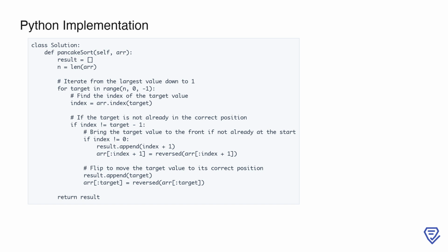The array is progressively sorted in place by these operations. The algorithm ensures that every number is moved to its correct position in decreasing order, reducing the problem size with each iteration. The time complexity is approximately n squared, due to the nested use of index search and slicing, but it is efficient enough for the constraints typically seen in competitive programming problems like this.